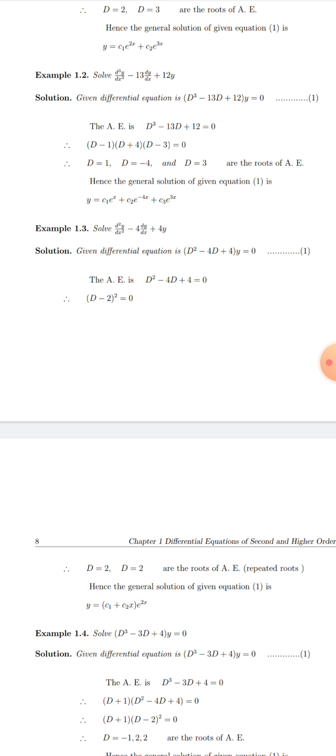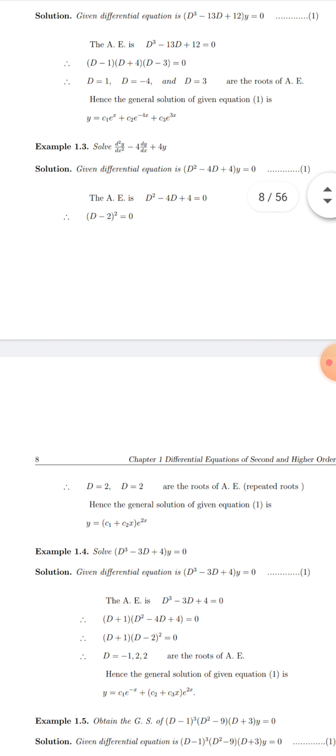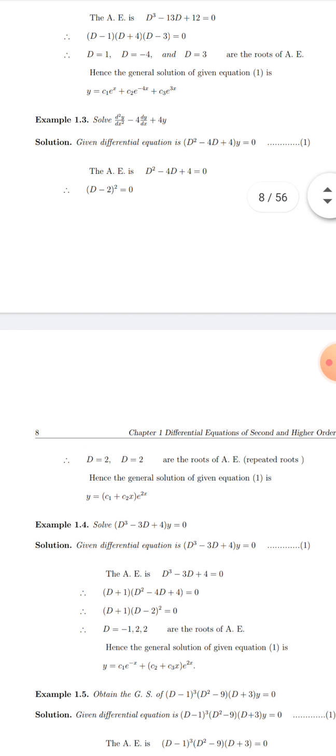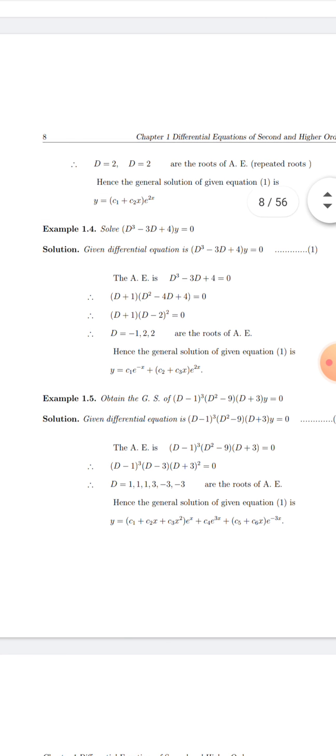Roots are d minus 1, d plus 4 and d minus 3 is equal to 0. So d is equal to 1, d is equal to minus 4 and d is equal to 3. All the three roots are real and distinct. So complementary function is y is equal to c1 e raised to x, c2 e raised to minus 4x plus c3 e raised to 3x. Similarly these are some more examples.